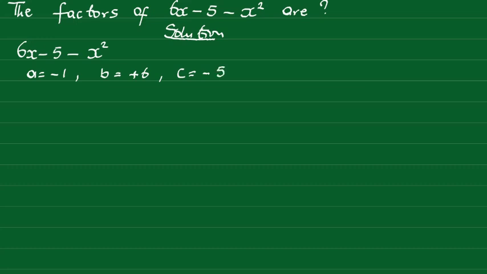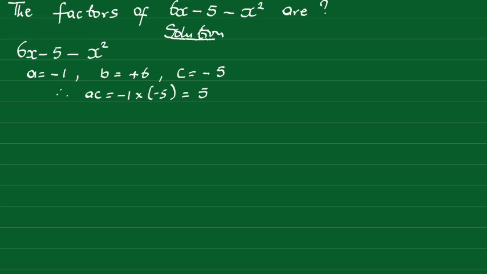Now we proceed to look for the value of AC, reason being that our value for a is not 1. Therefore, AC is equal to minus 1 times minus 5, which ends up giving us 5. And the factors of plus 5 that give us 6 are plus 1 and plus 5. 6 here, by 6, I mean our value for b.